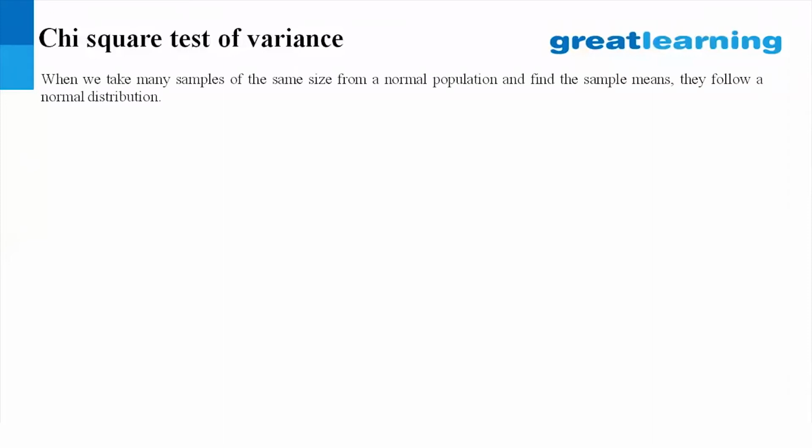If you remember the central limit theorem that we saw yesterday, it says that when you take samples from a normal population, or for that matter from any population, and you calculate the sample means, that follows a normal distribution. So when you do a sampling distribution of the means, that follows a normal distribution. This was told to us by the central limit theorem.